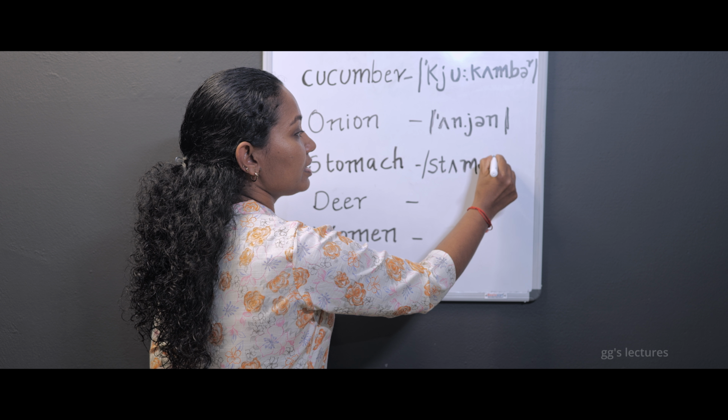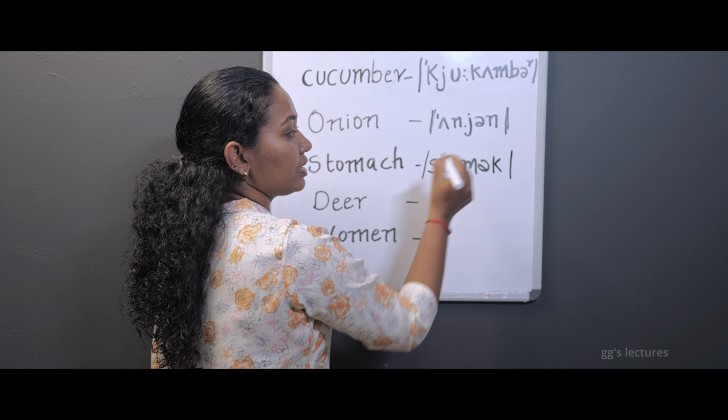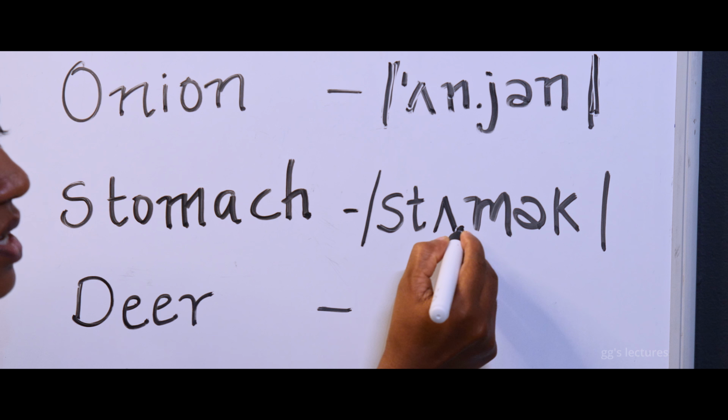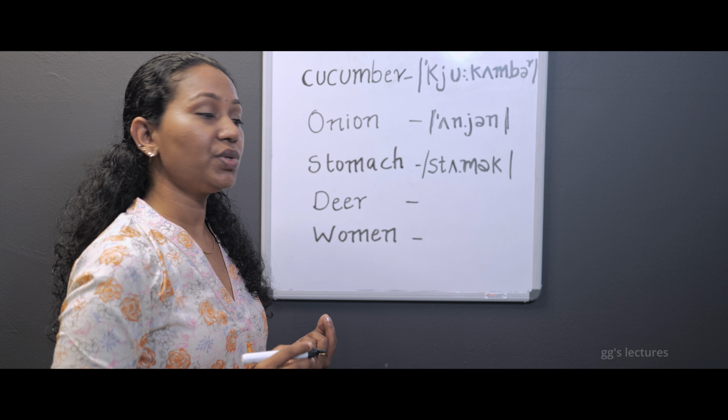Then m, sh, k. We close it with a phonemic slash. So can you find out how many syllables are there in this word? You can say this word and you can find out how many syllables. Okay, let me say this word has got 2 syllables.